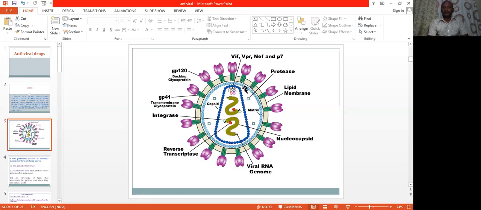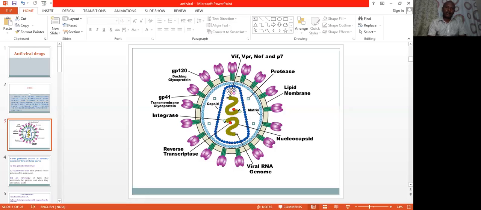So this is one. And inside, you have its genome, either RNA or DNA, and then you have other enzymes, like integrase, or reverse transcriptase, or a protease enzyme. So inside you have all the materials for the virus, and then it is covered by a capsid. You can see that blue cloud, it is covered by the capsid.